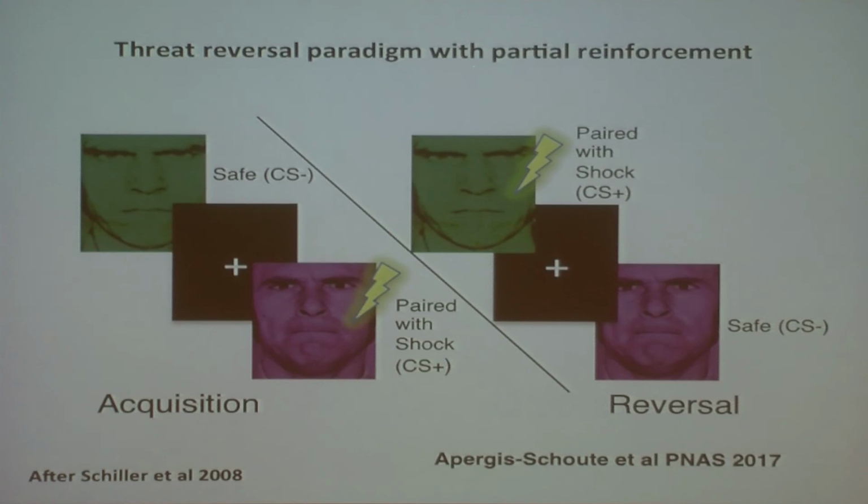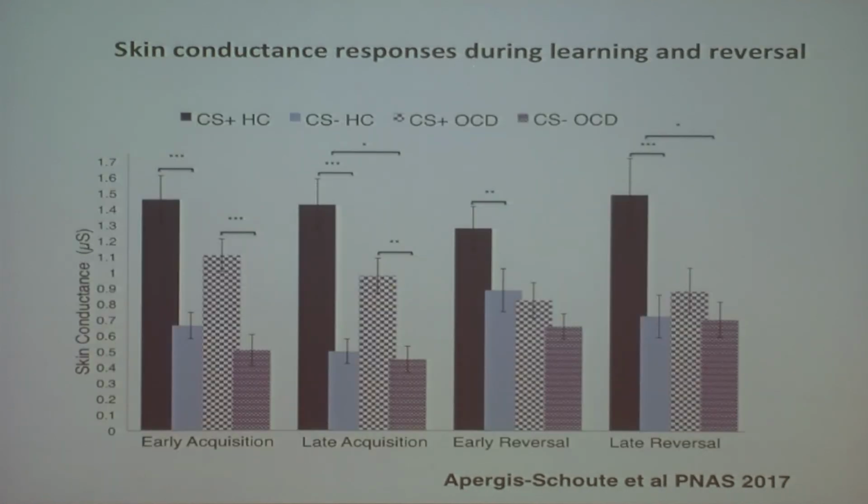Okay, so in this paradigm we used a threat reversal paradigm where two faces are presented in the scanner. One is paired with shock occasionally, and the other one is safe. And subjects learn which of these it is, and you have to measure, this is Pavlovian conditioning, so there's no response they can do. But you can measure their galvanic skin response, the sweating, as an index of Pavlovian conditioning.